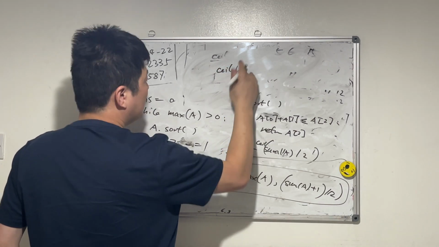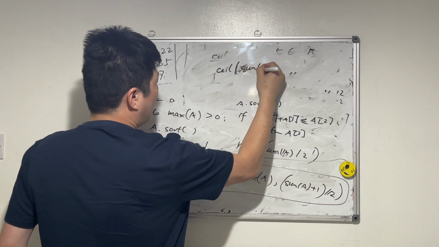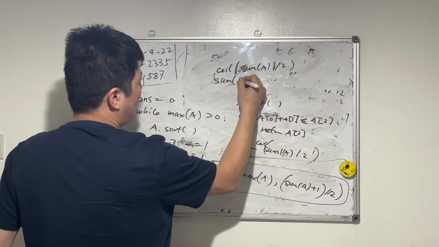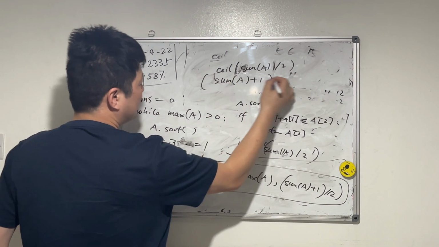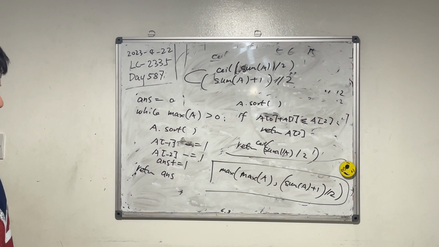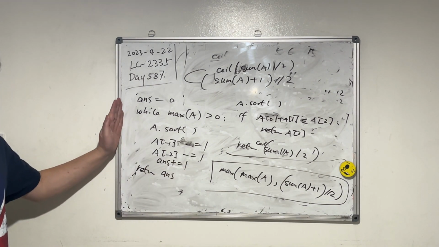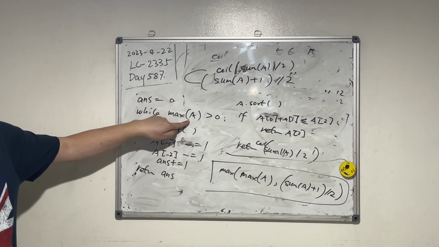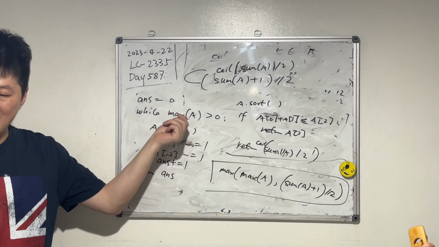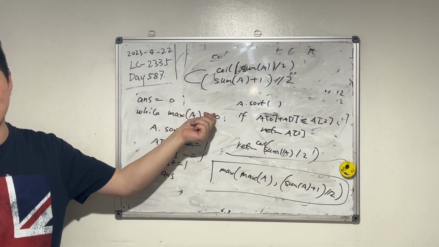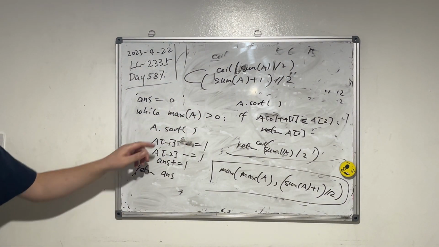Ceiling of sum A divided by 2 is the same as sum A plus 1 divided by 2. Okay, these are the same. So which one is better? Look, this one is simulation. Why is max A bigger than 0? What's max A? We want to find out. If max A is bigger than 0, it means we still have water to drink.